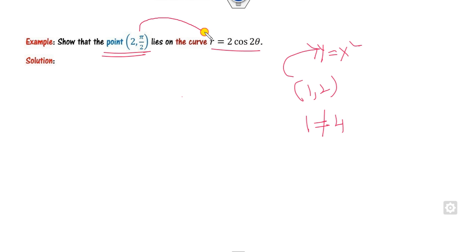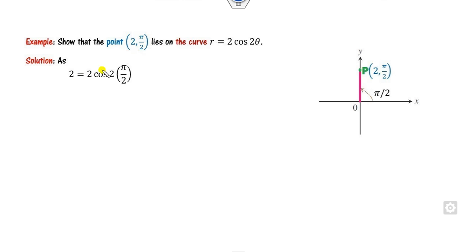So firstly, we will check whether this point is satisfied or not. How can you do that? You can simply substitute here. What is cos pi? It is minus 1. So 2 is equal to minus 2, not satisfied. So what is the meaning of that? At first look it appears that this point does not lie on the curve, but this is not true. Why? Because this is only one point. You have to look at all those other points as well.